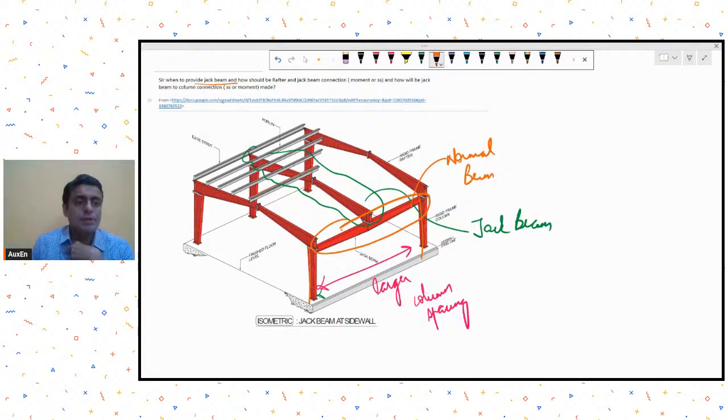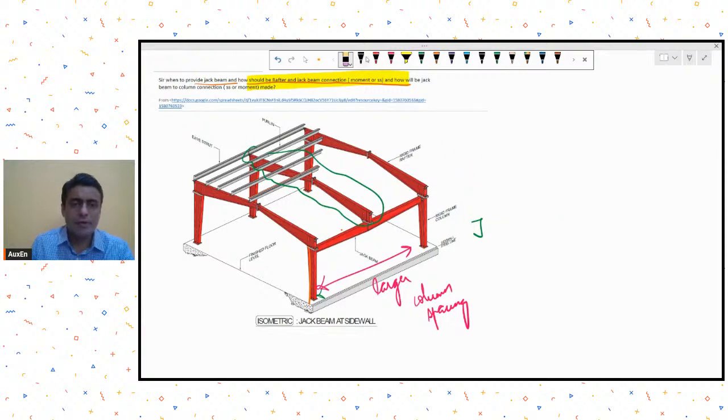So now what is this question? When to provide? When we require larger column spacing, if that is your desire, and that larger column spacing is required at a few locations, then we can provide this type of jack beam arrangement. What is his second question? How should the rafter and jack beam connection be made? Moment connection or simply supported connection? Okay, so about the choice of connection, it will depend on the structural designer and on other configurations. Usually this connection over here, he is asking. So first, he is asking about the connection between jack beam and rafter.